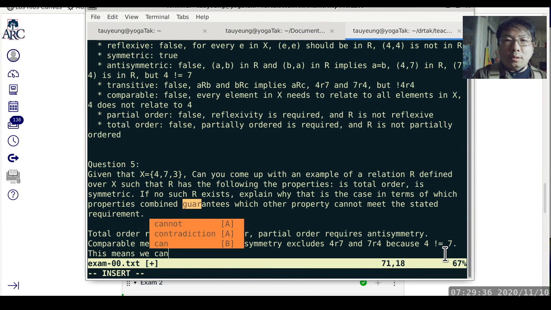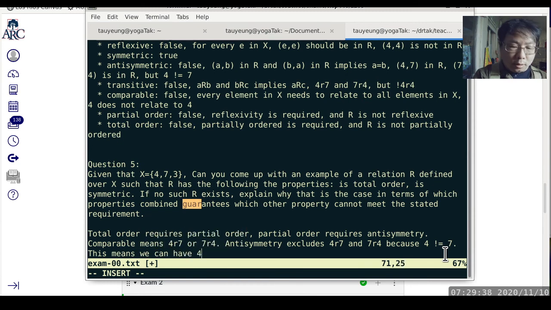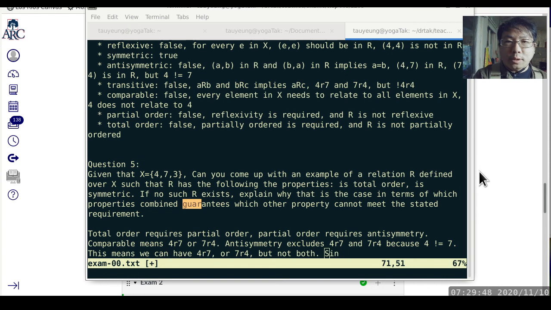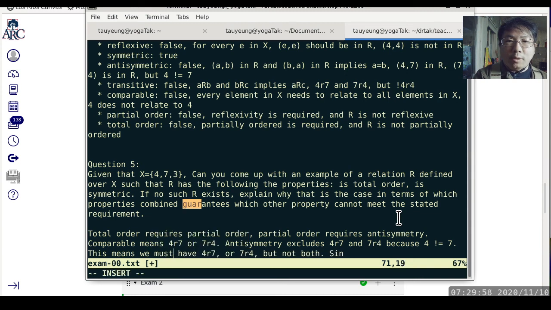we can have 4R7 or 7R4, but not both. We must have, okay, instead of can, it has to be a must. So you have to choose your words carefully, because instead of can, you have to say we must have 4R7 or 7R4, but not both.